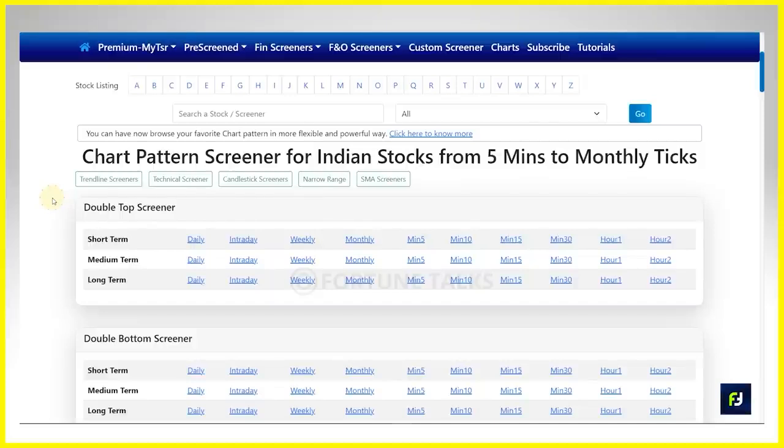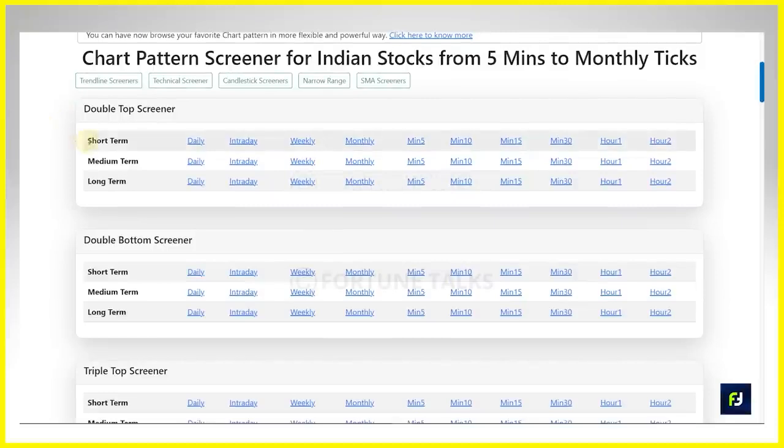But trust me, this scanner will make life easier for you. As you can see, each pattern has subsections based upon different trading periods like short term, medium term, and long term. And under each subsection, there are different time frames from 5 minutes to daily through monthly. Now, depending on your trading style, that is how long you intend to hold a position and what time frame you trade on, select an option that suits your requirement.